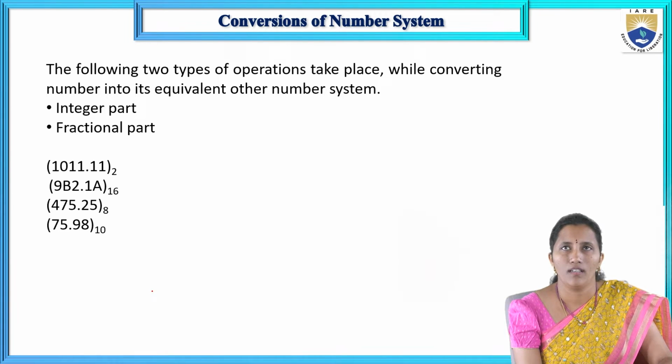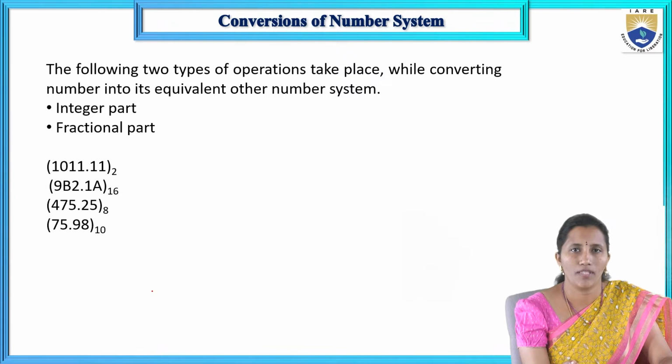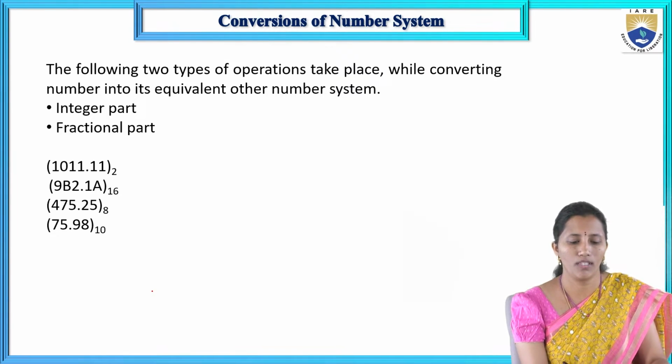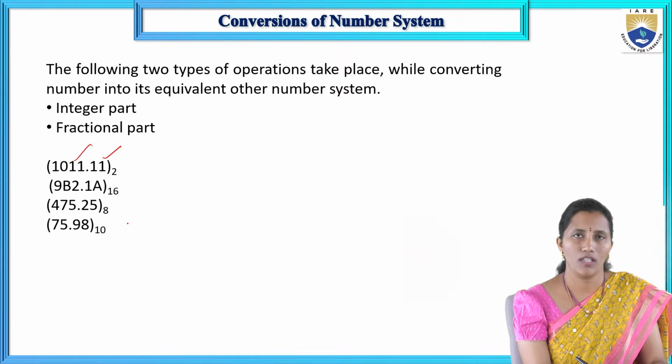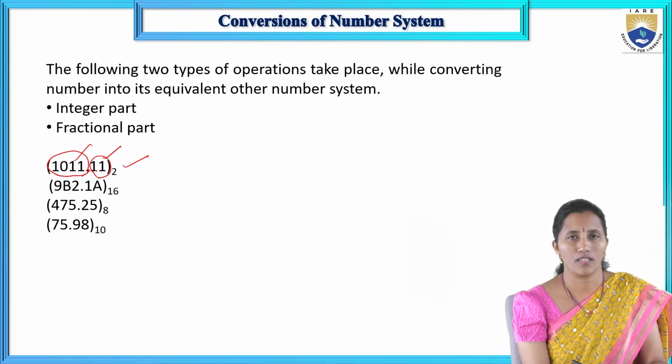Before going to the procedures, note that the conversion of a number system has two parts. Some numbers are represented only by an integer part. Some numbers are represented by an integer part plus a fractional part. If we have both, they are represented like this. In a binary number system, for example, 1011.11. Whatever is to the left of the binary point is the integer part, and this is the fractional part.